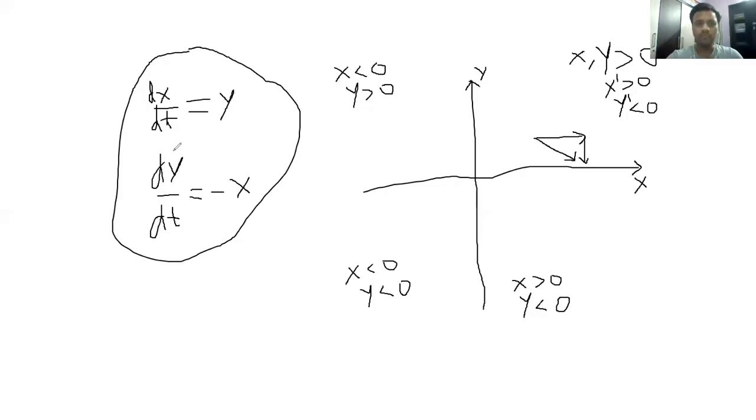Yes, if y is positive, then what will dx over dt be? That will be positive. dx over dt will be positive in this direction. And x is negative, it is already negative, so it will become positive. So dy over dt will be positive.